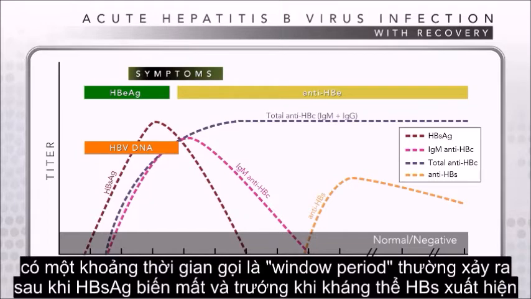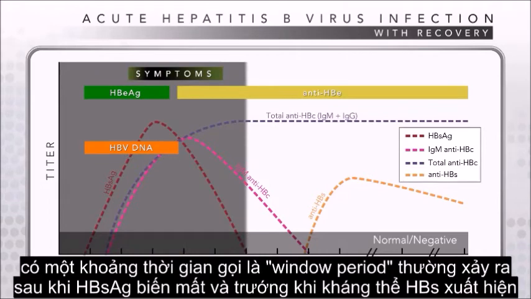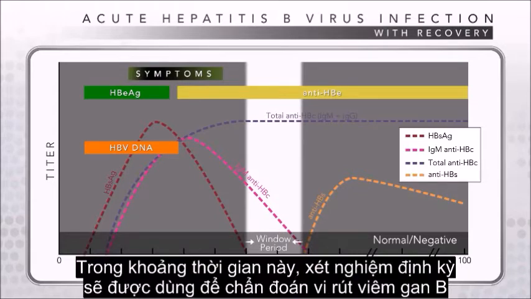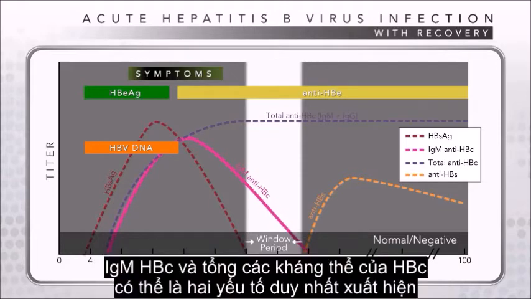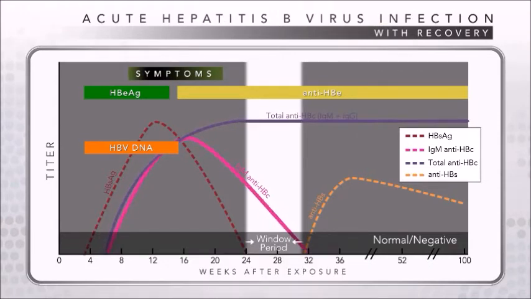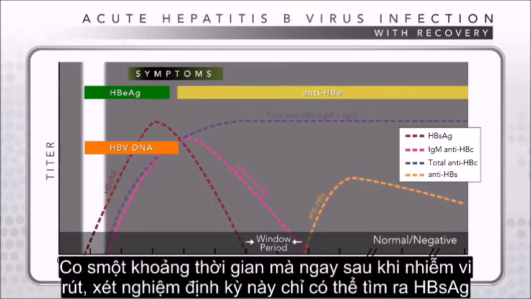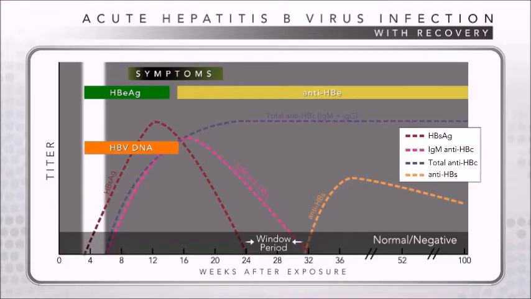There is a period of time, often called the window period, which occurs after the disappearance of HBsAg and before the appearance of anti-HBs. During this window period, when using routine tests for diagnosis of acute hepatitis, IgM anti-HBc and total anti-HBc may be the only serologic markers present. There is also a period of time soon after exposure when these routine tests will find only the hepatitis marker HBsAg present.